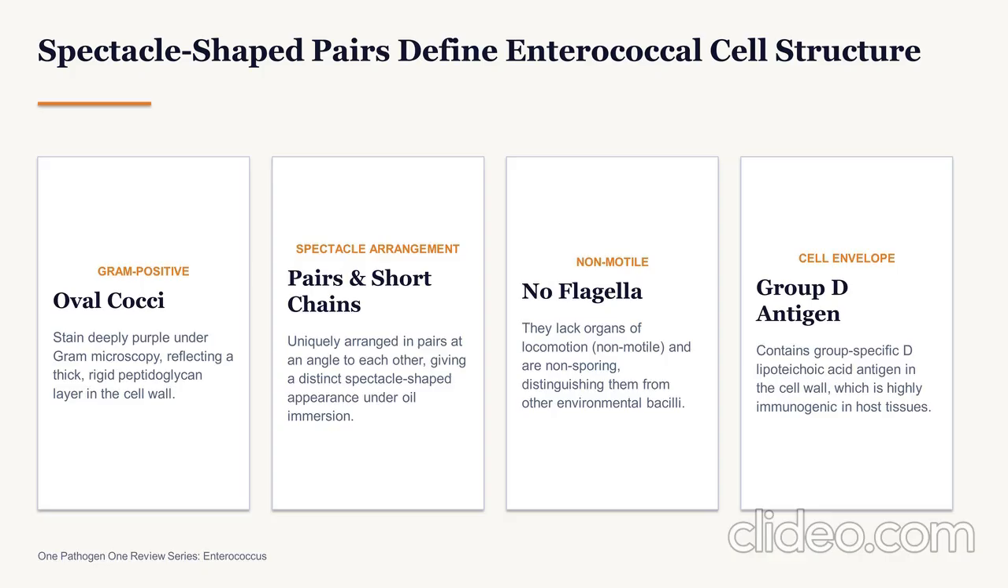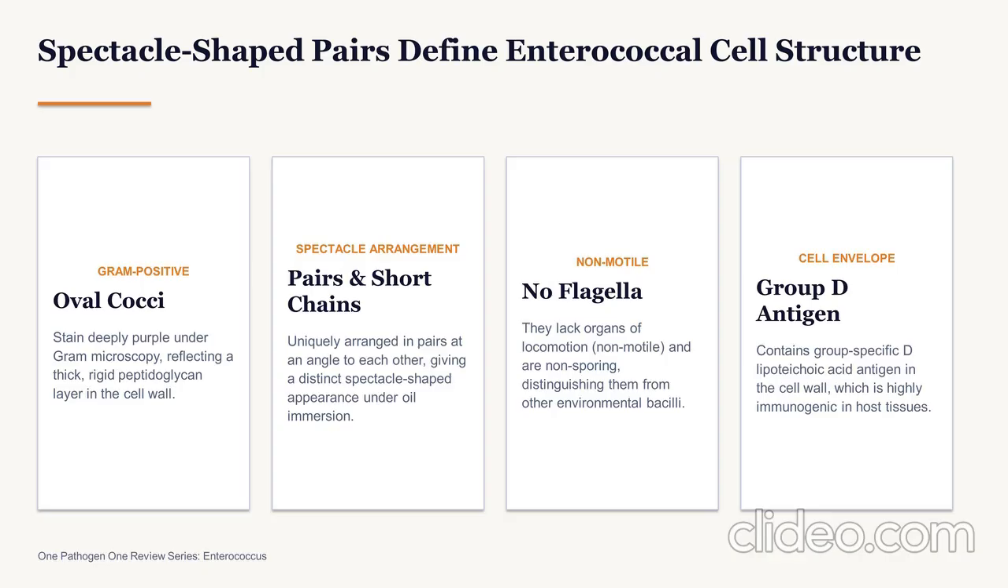Additionally, analysis of their cell envelope reveals the presence of the group-specific D-lipoteichoic acid antigen in the cell wall, which is highly immunogenic in host tissues. When cultivating this pathogen, its colony morphology is key. On blood agar, Enterococci produce gamma hemolytic, translucent, gray, pinpoint colonies with no hemolysis surrounding the growth.